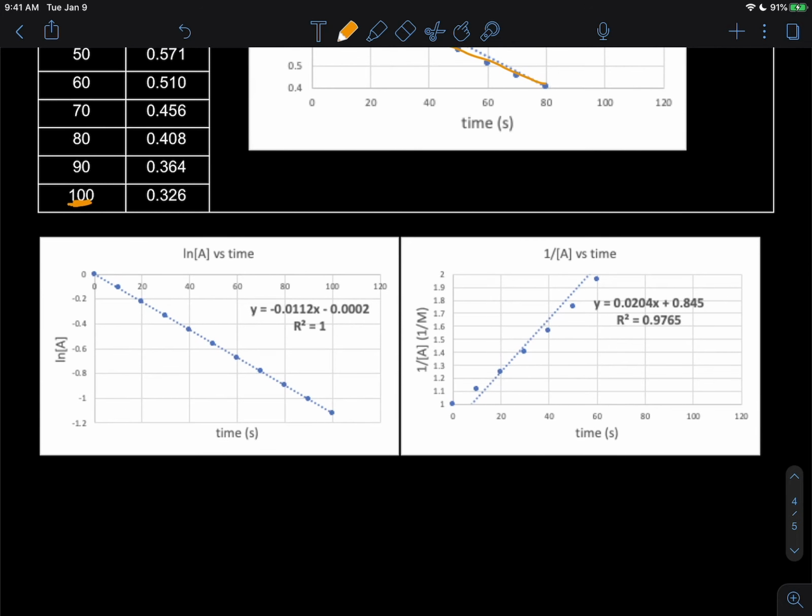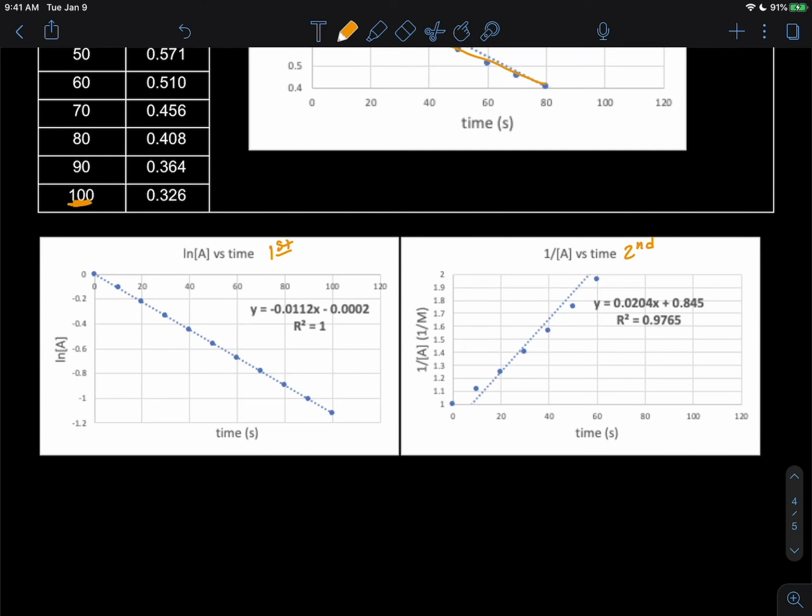Then let's look at our other two possible plots. Again, we would plug this into maybe Excel and create some graphs. So we would have natural log concentration versus time, which would be if it was first order, and then inverse concentration versus time, which would be if it was second order. And we want to think, okay, which of these two actually matches our data a little bit better?